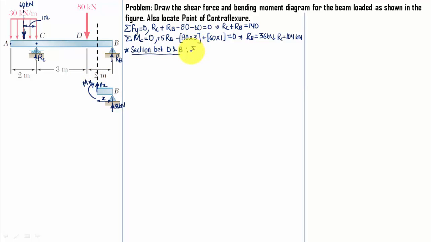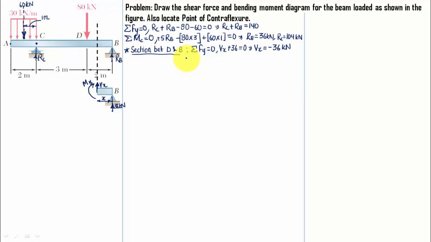Now let's apply the equations of equilibrium. Summation of all the forces in y direction is equal to 0. Vx and 36, both of them upwards. So Vx plus 36 is equal to 0. Hence Vx is equal to minus 36 kilonewtons. So essentially we can conclude that between point D and B, the value of shear force is independent of X. Doesn't matter what the value of X is, from 0 to 2, the value of shear force will remain unchanged.